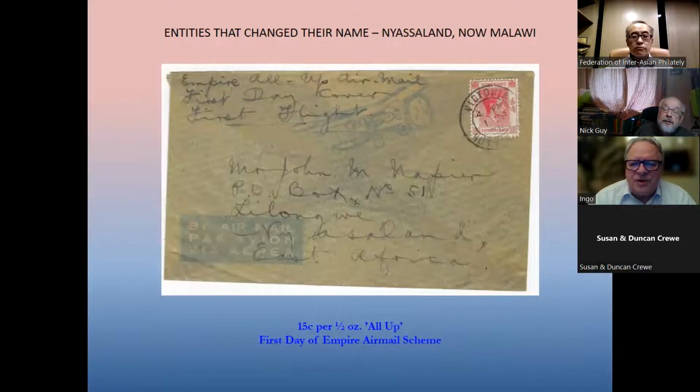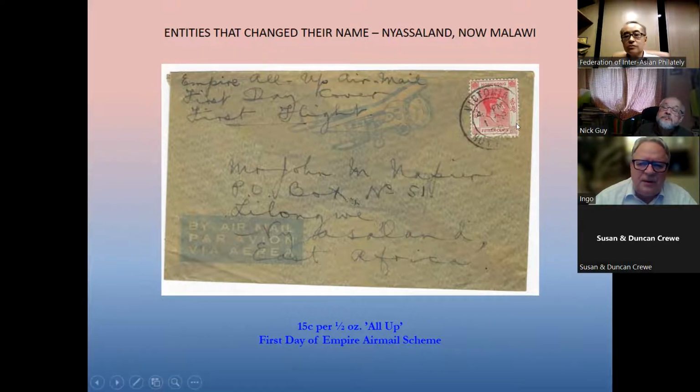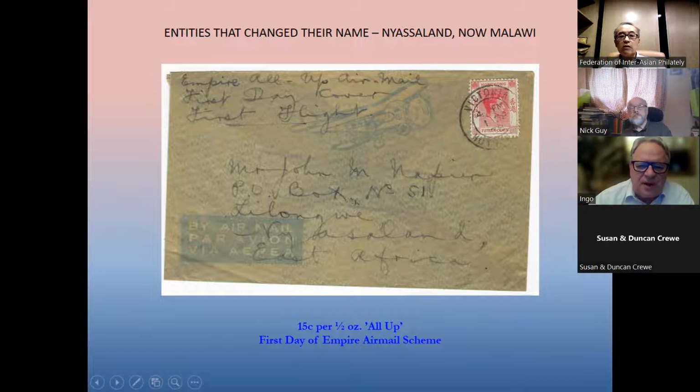Another entity that changed its name is Nyasaland, which is now Malawi. I was really happy to have this one, but I'm thinking it's also got a little bit of a philatelic element to it. It's the first day of the All Up scheme, 1st of September, 1938, and they're saying it's the first flight and the first day cover for that. So it could be a stamp collector sending it to his buddy, but I'm glad his buddy was in Nyasaland because I don't have any other Nyasaland covers.